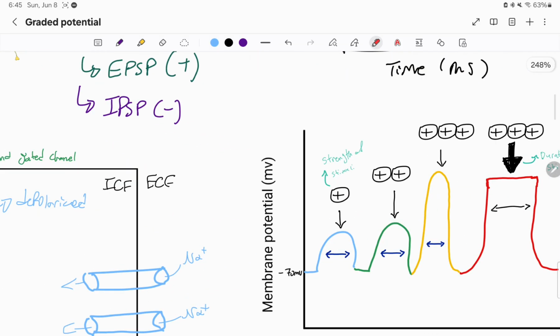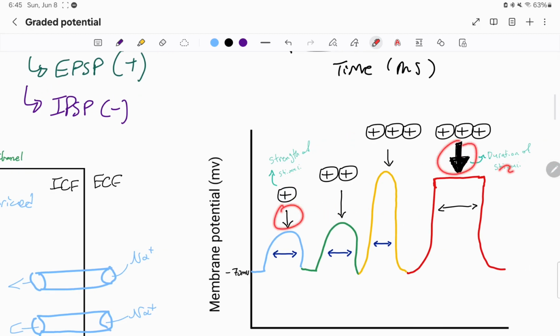So let's say this plus sign denotes the strength of my stimulus. And this arrow right here represents the duration of my stimulus, so how long my neurotransmitter is bound to the ligand-gated channel. And this one is how many neurotransmitters are bound to the ligand-gated channels that I have present on my cell membrane. If I have one plus sign indicating the strength of my stimulus, then I will get this much change. Okay, great.